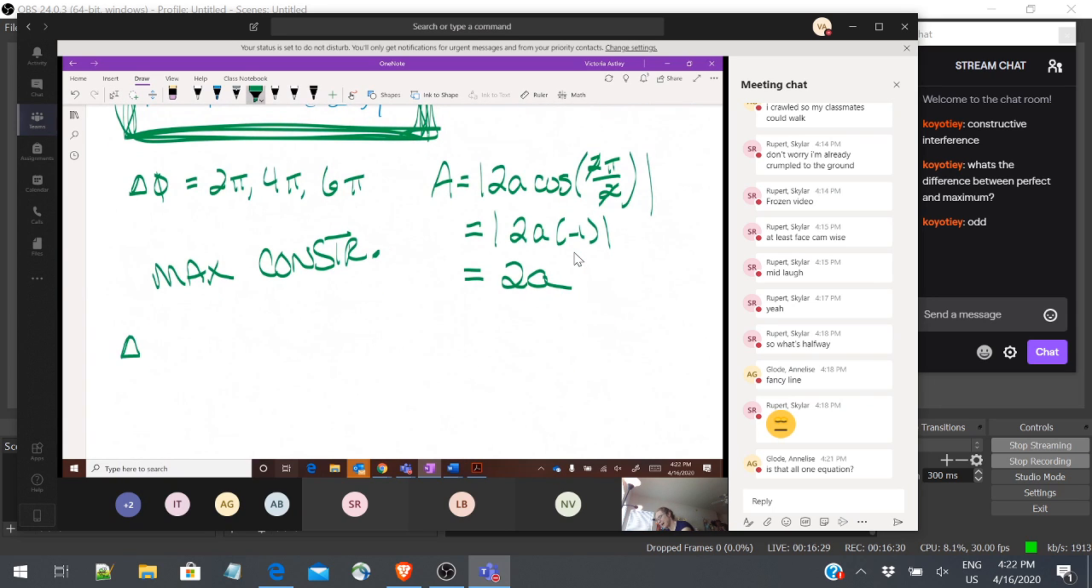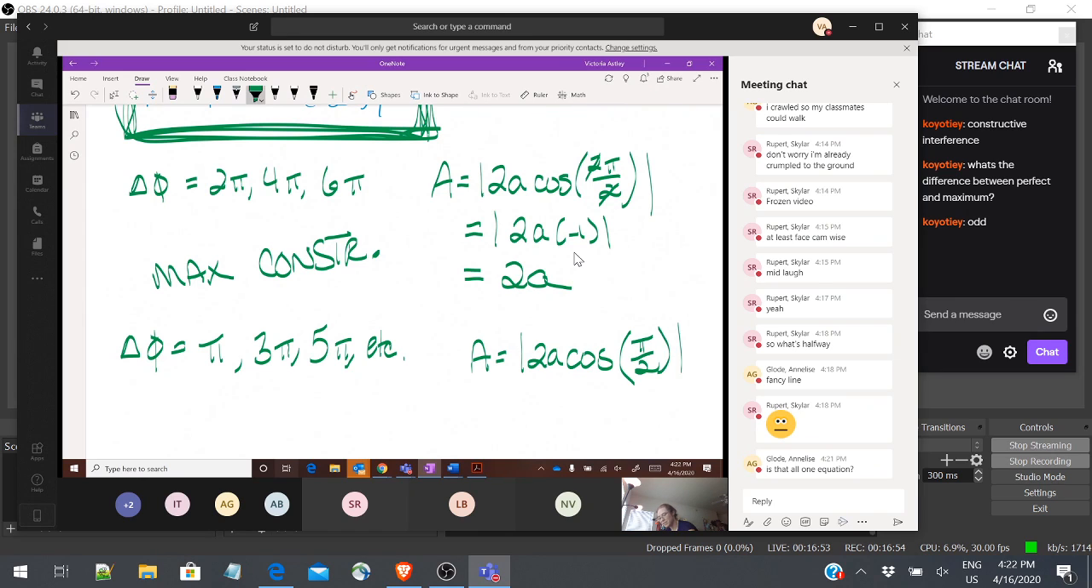What about if we have some odd number of pi's? It's off by a half cycle. 5 pi, etc. We do A equals 2a cosine. Let's do the regular pi over 2. What's the cosine of pi over 2? 0. Amplitude is 0. You get perfect destructive.